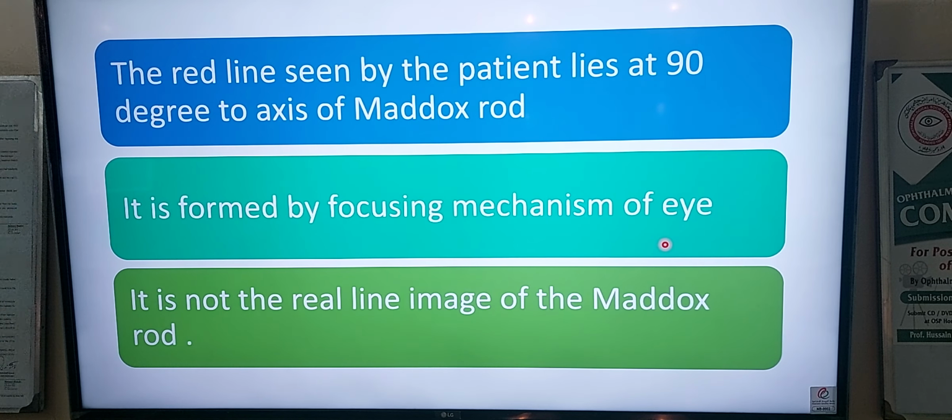In a nutshell, the red line seen by the patient lies at 90 degrees to the axis of the Maddox rod. It is formed by the focusing mechanism of the eye and it is not the real line image of the Maddox rod.